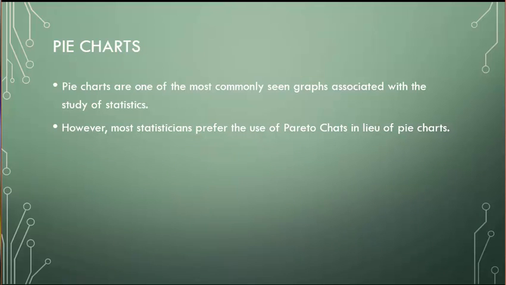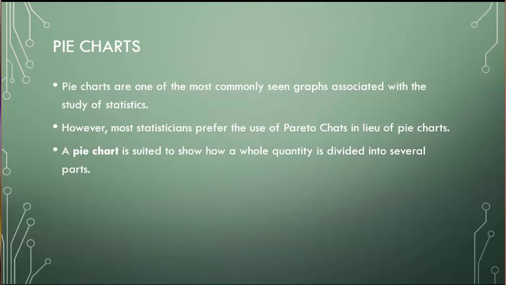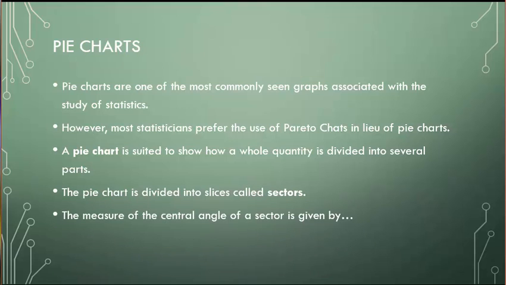Pareto charts really are used in lieu of pie charts, because they're a little bit easier to read and to understand. So a pie chart is suited to show how a whole quantity is divided into several parts. The pie chart is divided into slices, like a pie, and they're called sectors. And the measure of each of these sectors has a central angle given by, well, here's how we compute it.